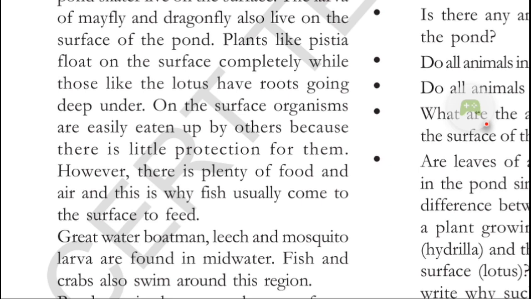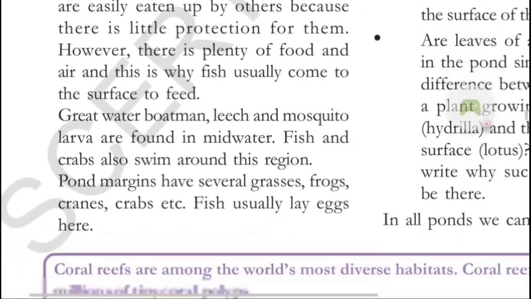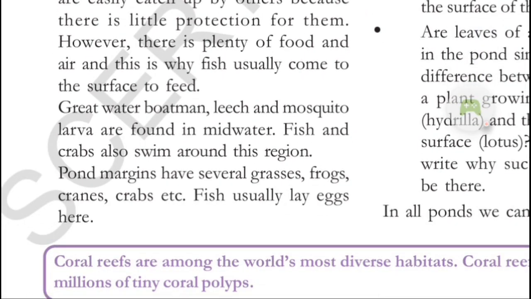Great water boatman, leech, and mosquito larva are found in the midwater. Fish and crab also swim around this region. Pond margins have several grasses, frogs, cranes, crabs, etc. Fish usually lay eggs here.